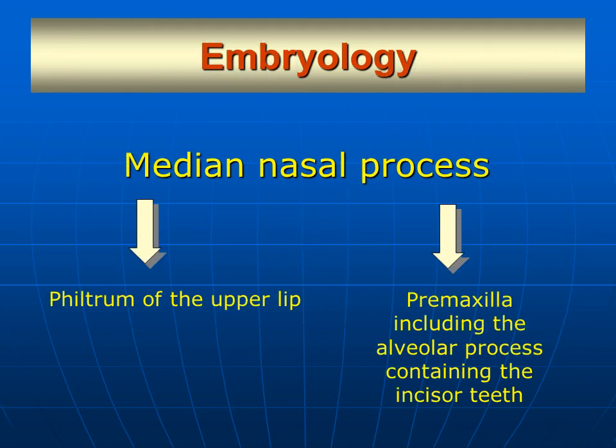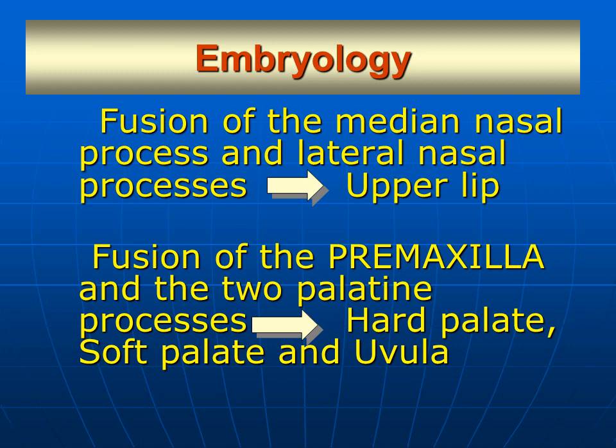therefore the median nasal process will be formed into the philtrum of the upper lip, and the premaxilla, which is the area including the alveolar process containing the incisor teeth. Fusion of the median nasal process and the lateral nasal processes will form the upper lip. Fusion of the premaxilla and the two palatine processes will form the hard palate, soft palate, and uvula.